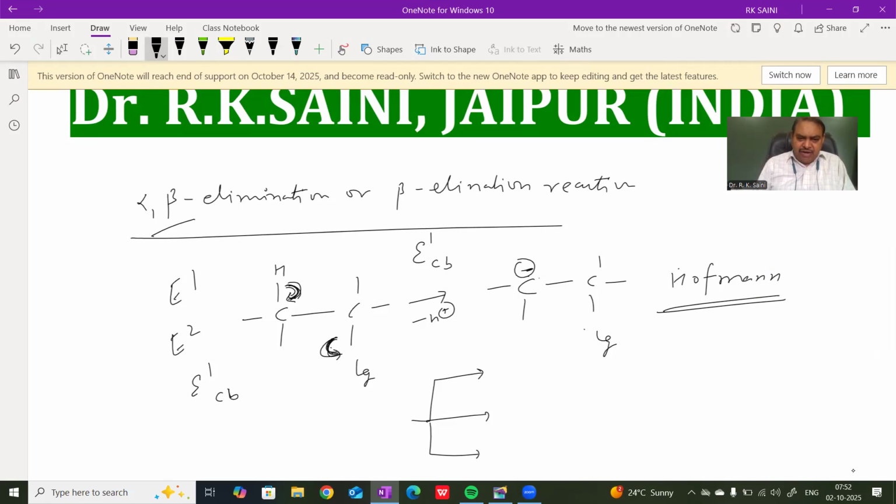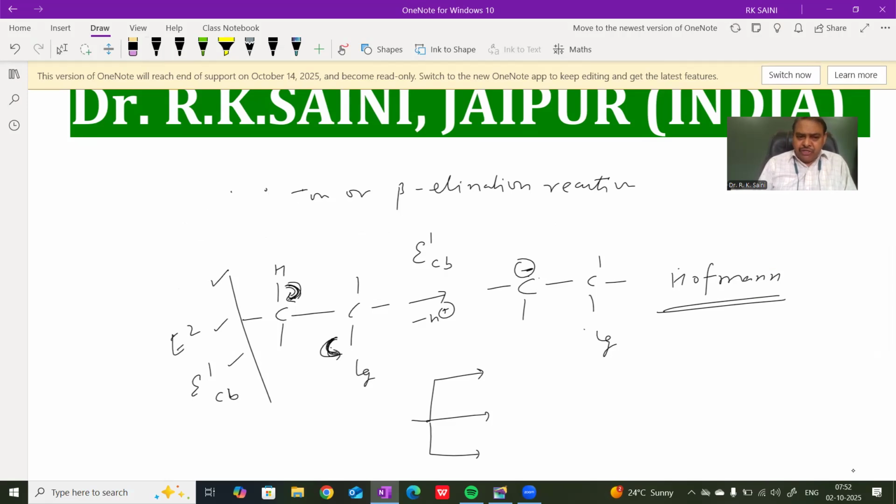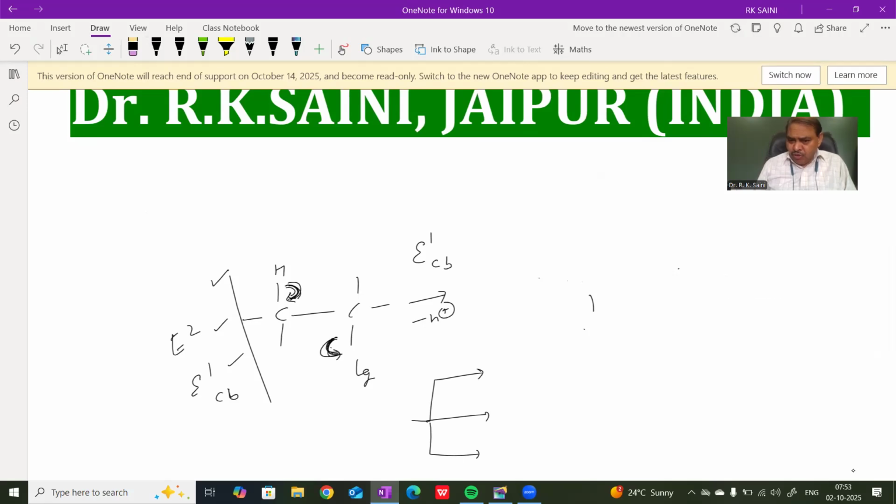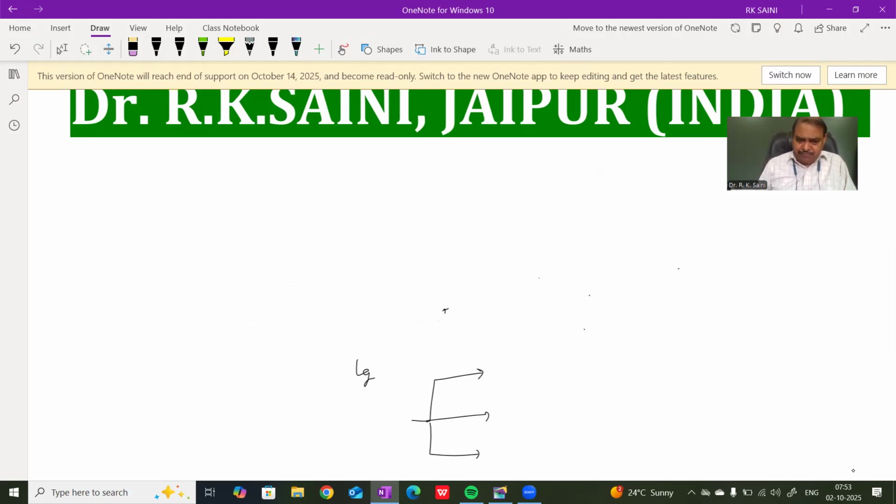And what conditions and what nature of substrate by which they undergo different kinds of beta elimination, like E1, E2, and E1CB. Today, I am going to discuss particularly the E1 mechanism: what conditions for reactions or for substrate by which they undergo elimination 1 or unimolecular elimination.